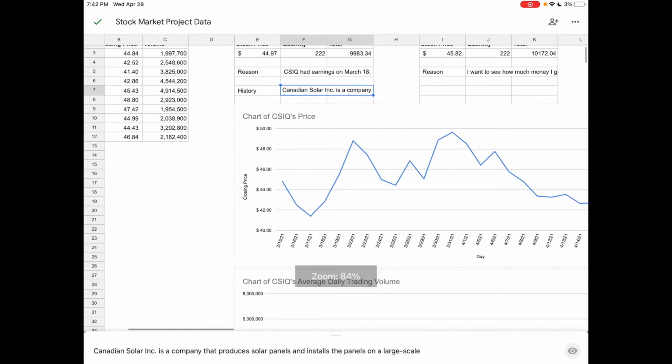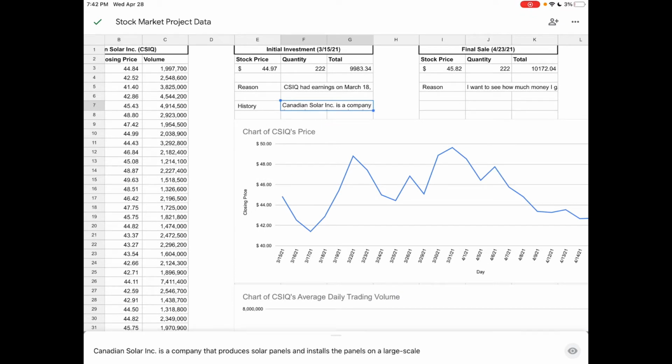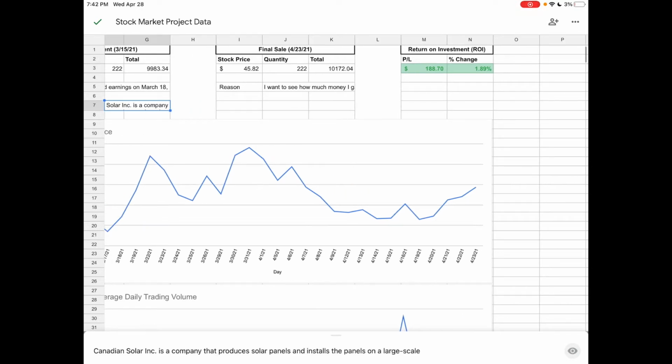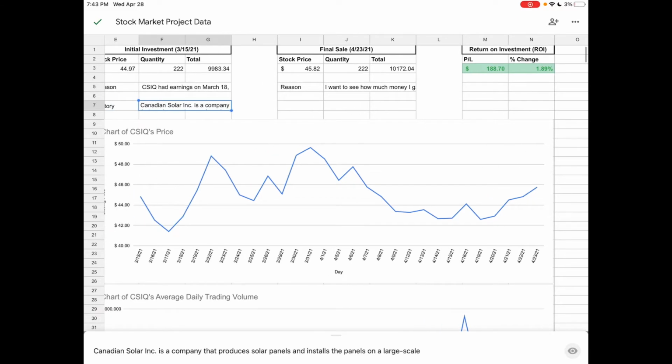And so for my initial investment, I did a market order and I got filled at $44.97. And I did another market order to sell and I got filled at $45.82. And this resulted in an ROI of a profit of $188.70 and a percent gain of 1.89%.